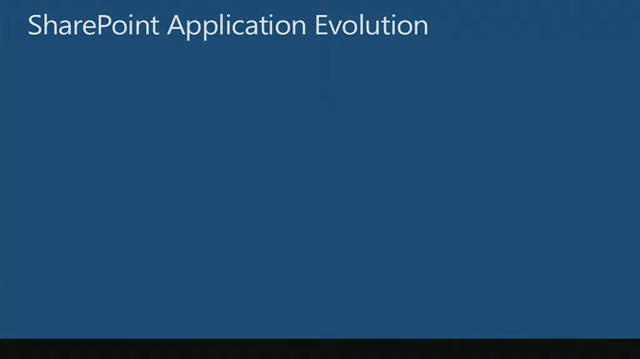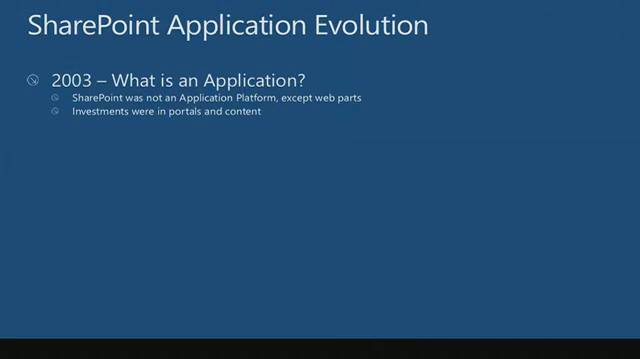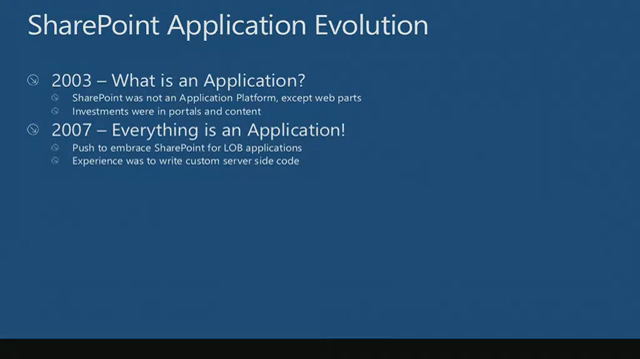The other thing we've got, which has been quite a significant change, is around the SharePoint application evolution. If we look back to what happened under SharePoint Server 2003, the question here is what exactly is an application? SharePoint back in 2003 wasn't really an application in itself, apart from having the ability to create different web parts. So what people used to do was make investments in building up portals and content. When we brought out SharePoint Server 2007, basically everything became an application. So then it became, right, how do I build out and go across the top of this? And people used to go out and write a lot of custom code, etc.